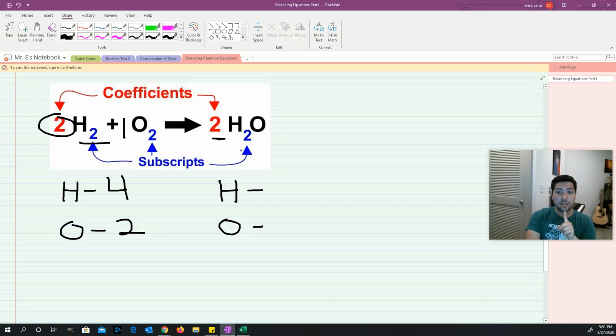This 2, and a lot of you guys mess this up, this 2 applies to everything after it. So for example, we know that there's 2 hydrogens. That 2 tells me that there's twice that many hydrogens. So now there's 2 plus 2. That's a total of 4 hydrogens. And now, again, this is just 1 because it doesn't say anything. But there's twice as many. So if there was 1 oxygen, now there's 1 times 2. There's a total of 2 oxygens. Yes, so now it's balanced. Now we figured it out.